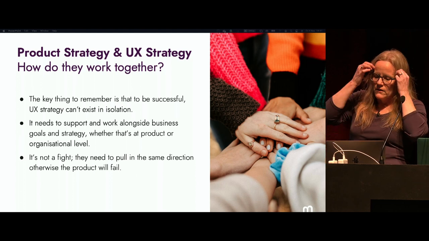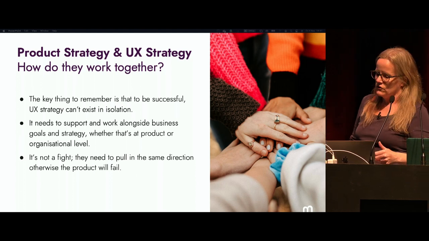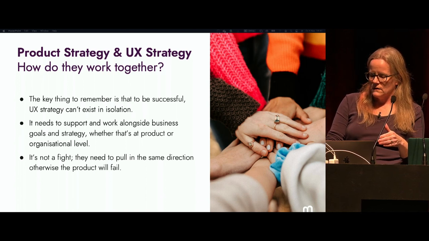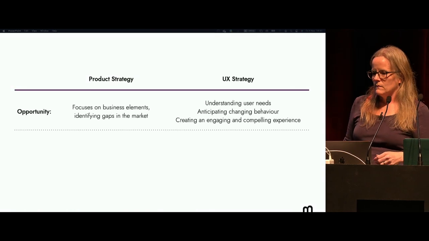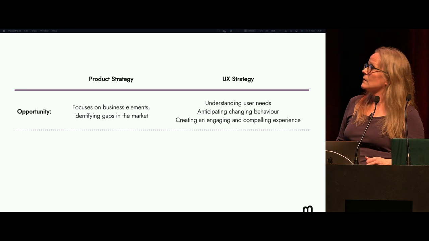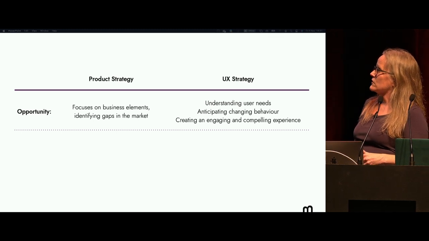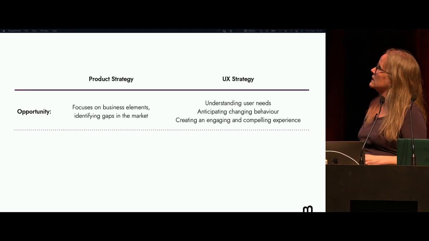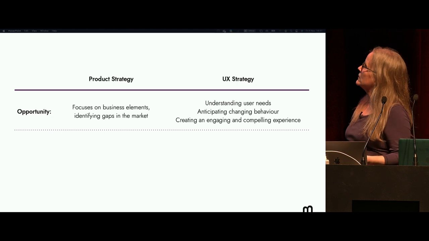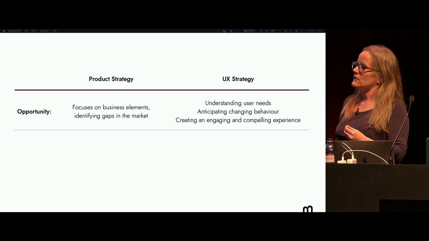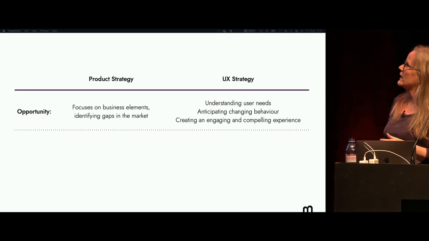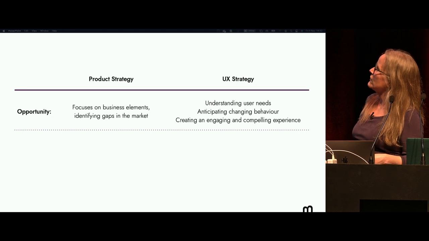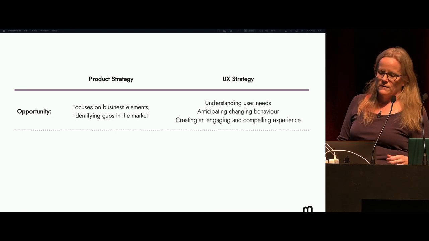So just looking a bit more at the relationship between UX strategy and business strategy, I've just pulled out a few points where we can look at what the difference is and what the similarity is. So opportunity is one. Product strategy focuses on the business elements of that product. It identifies gaps in the market. The UX strategy, still looking at opportunity, but what are the opportunities in changing user behavior? What opportunities are there to meet the needs of the user? And what opportunity is there to create an engaging and compelling experience?